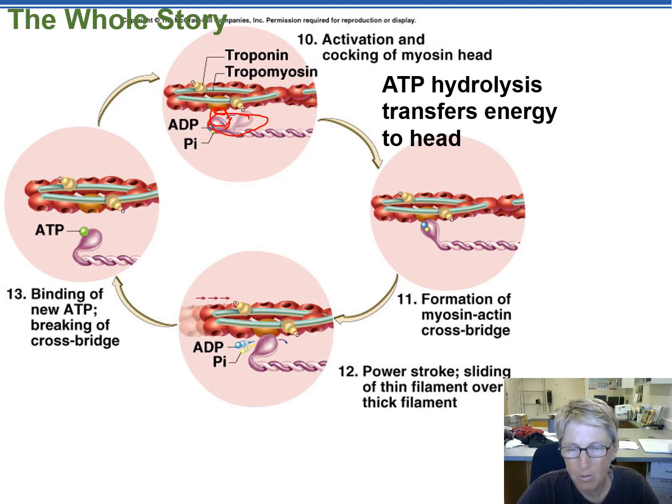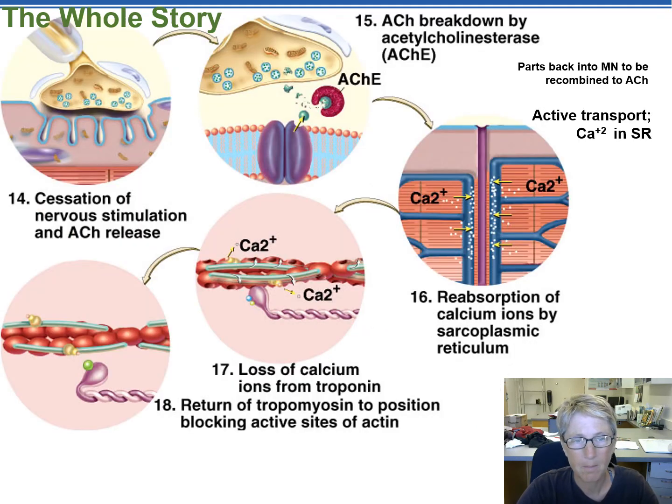And this just shows all the different parts of that myosin head binding. So there's formation of the myosin-actin cross bridge here when they're linked, and then the power stroke happens when the head pivots, and then when ATP binds, the head can release and go find a new attachment site on actin.